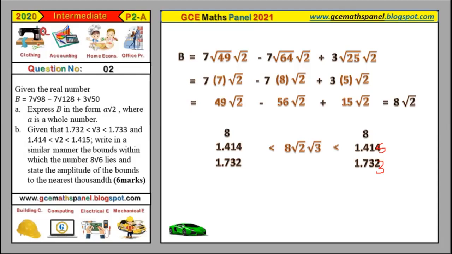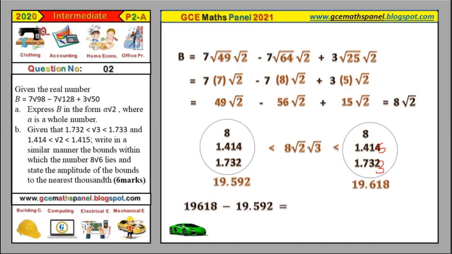All right, so when we simplify this, we will have 19.592 for the lower bound and 19.618 for the upper bound. Subtracting these bounds, we have a value of 0.026.